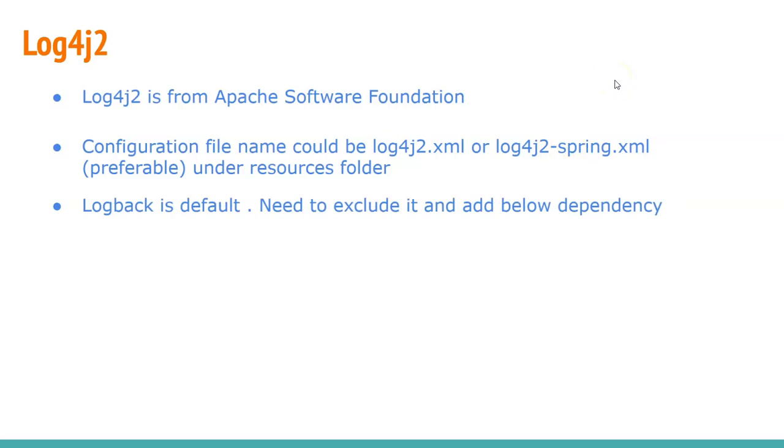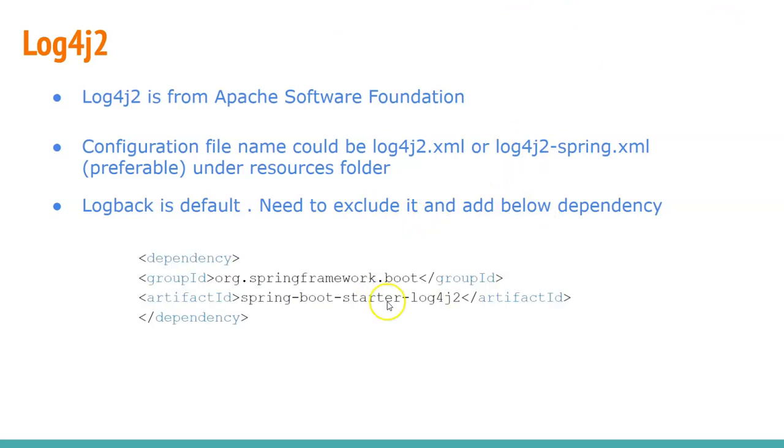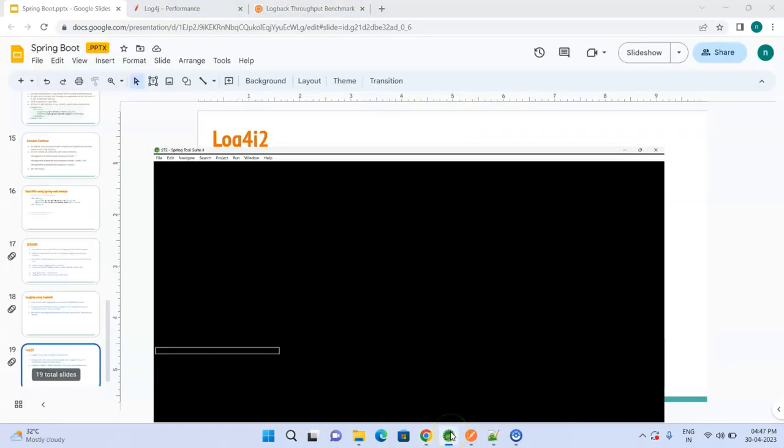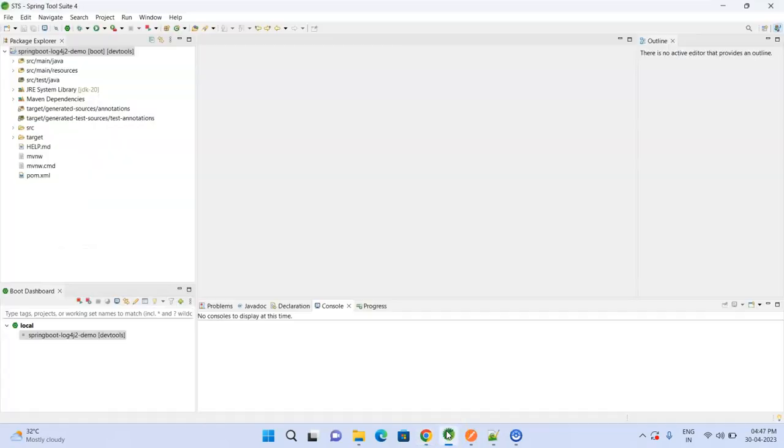By default, Spring Boot uses Logback as the default framework for logging purposes. We need to exclude it and add the below dependency: spring-boot-starter-log4j2. Let me show you how we can use it in a Spring Boot project.